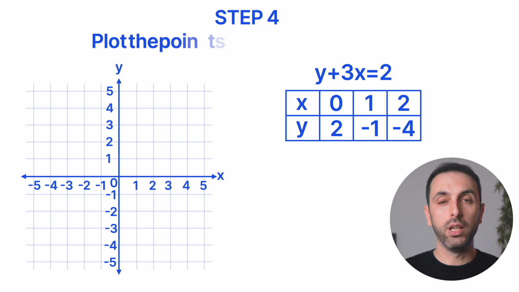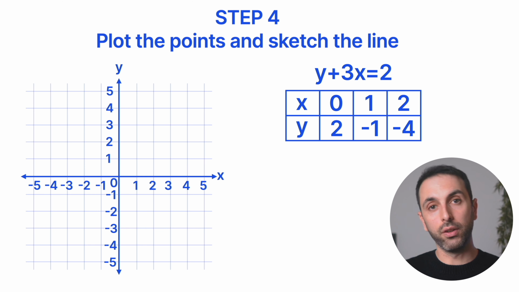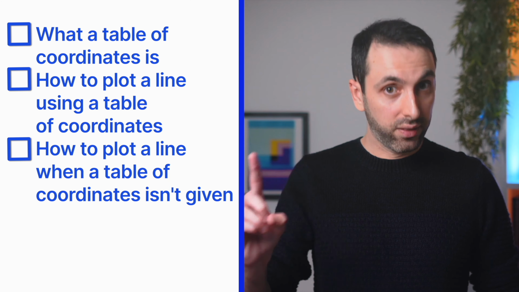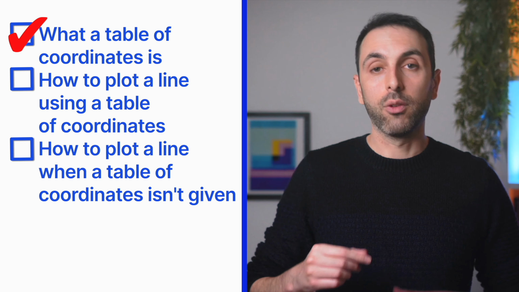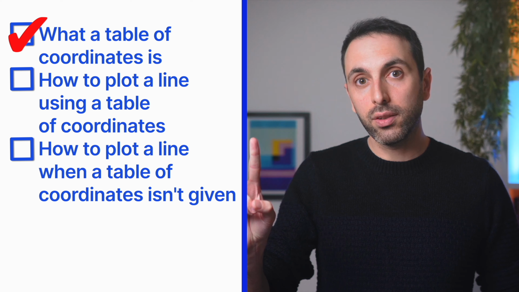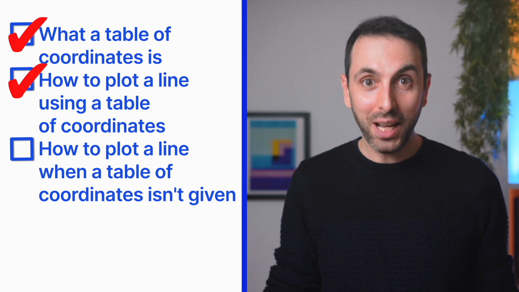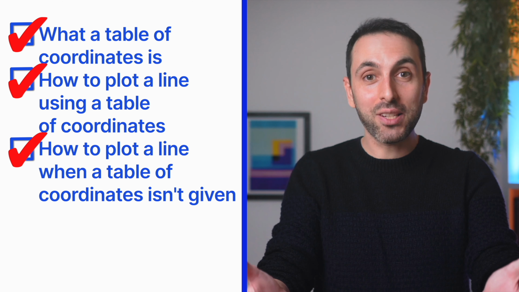And then the fourth step is to plot the corresponding coordinates onto the axis and draw a line passing through all the points. So we've talked about what a table of coordinates is, how to plot a line using a table of coordinates, and how to plot a line when a table of coordinates isn't already provided. So now you're a master of this topic.